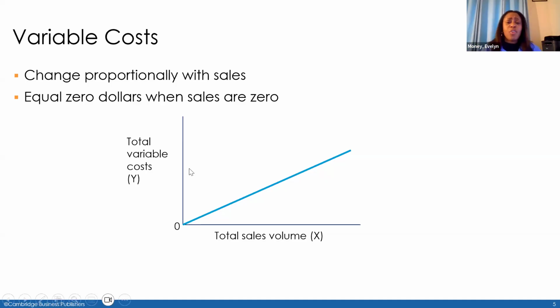So when you look at this on the graph, I want you to keep in mind that when you see the x-axis here, as we're running horizontally, we're talking about sales volume or number of units or pounds of material. But that is the activity. So X is my activity.